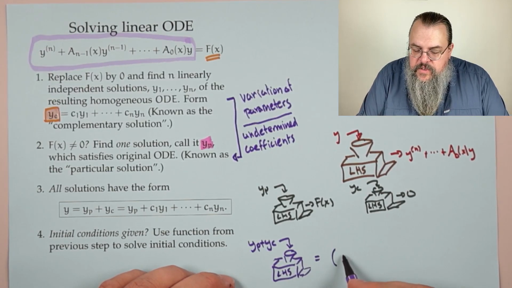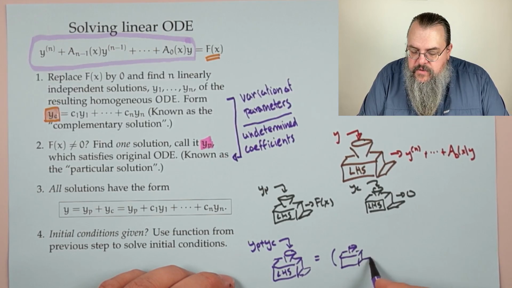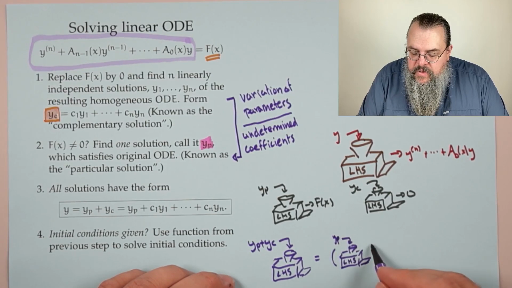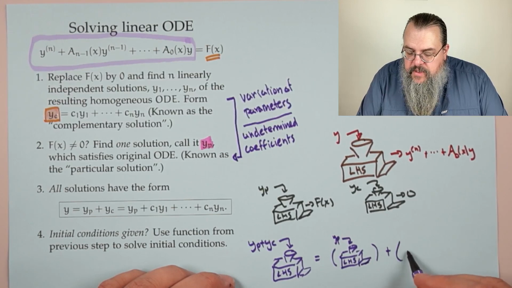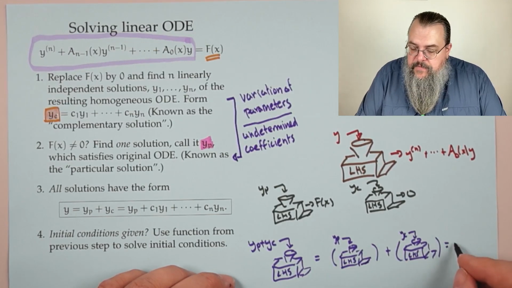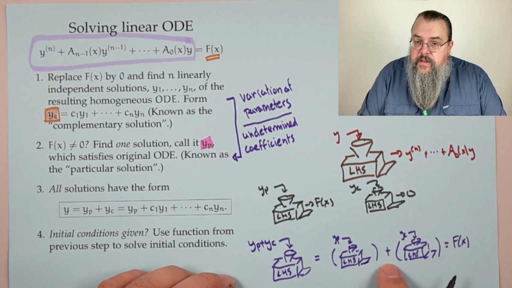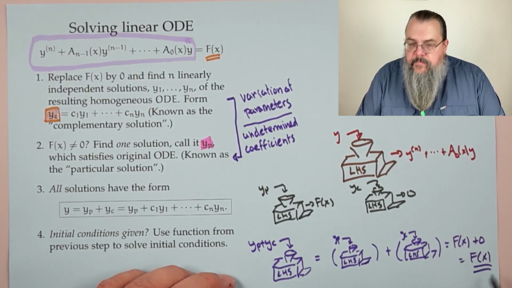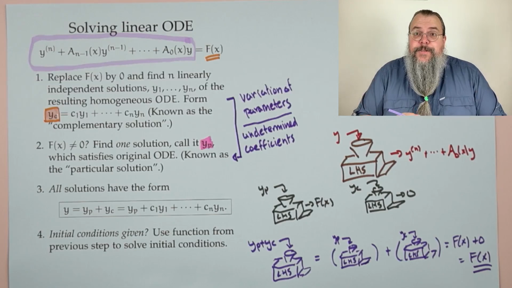So we can just throw in our first part, y sub p, and we can throw in our second part, y sub c. And what do you get? Here you get f of x, here you get 0, and so the final result is f of x. In other words, it is a solution.